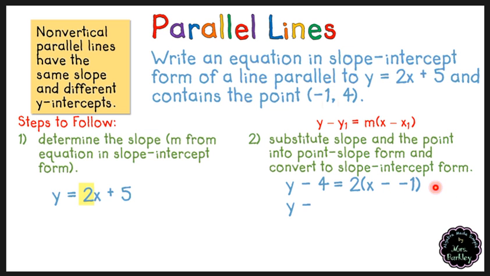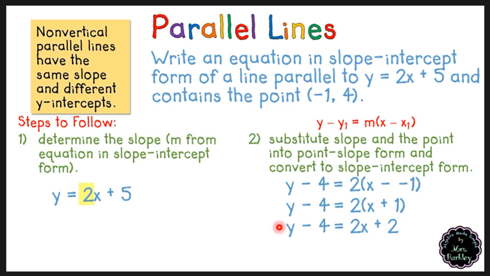We can also write this as y minus 4 equals 2, and in parentheses x plus 1. So combining this minus negative, or the opposite of -1, would be a +1. In our process of converting to slope-intercept form, we need to distribute the 2 through to both terms in the parentheses. So we would have y minus 4 equals 2 times x is 2x, and 2 times 1 is 2.